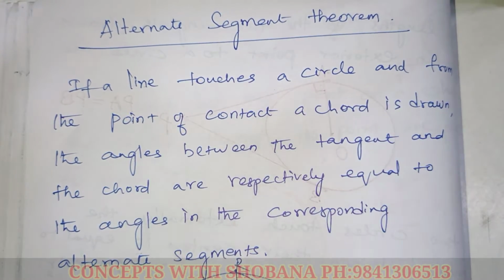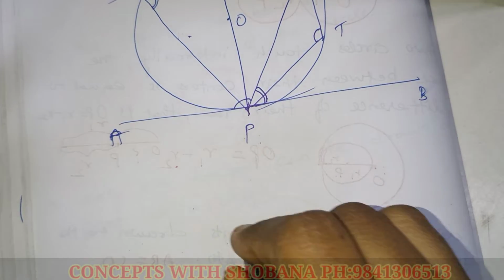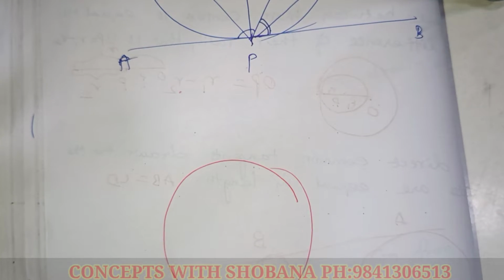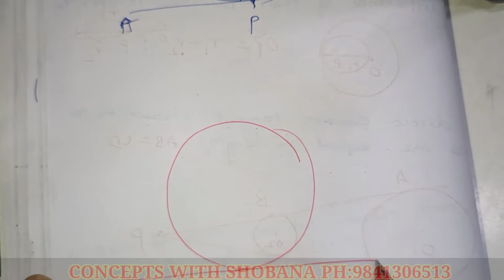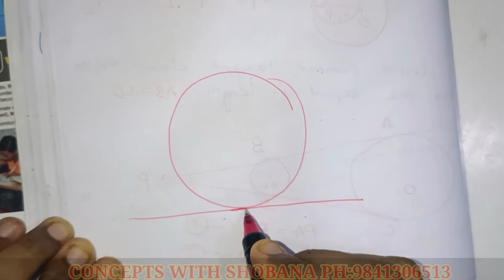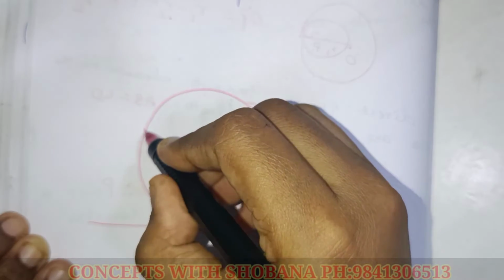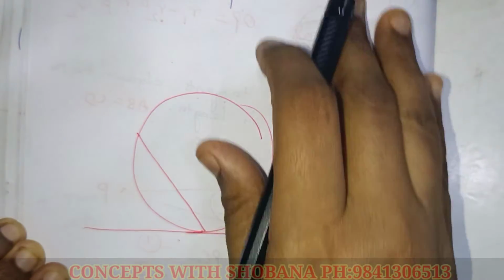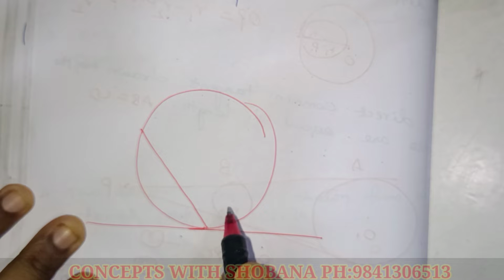Now, if a line touches a circle. First of all, let me draw it again. If this is a circle, when a line is touching the circle, this becomes a tangent. And from the point of contact, a chord is drawn. So, from the point of contact, I am drawing a chord. The angles between the tangent and the chord are respectively equal to the angles in the corresponding segment.